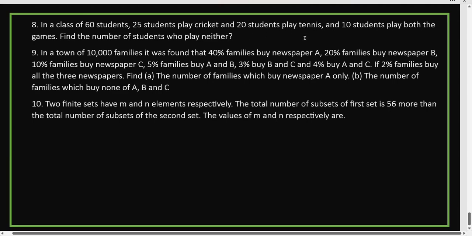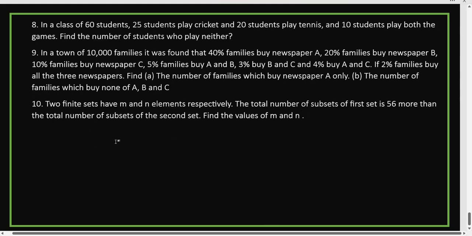Here, this is a Venn diagram problem. Find the number of students who play neither. These details are given. You can solve it using the Venn diagram. Or otherwise, in a town of 10,000 families, the question is given in percentages. You have to calculate and get the numbers and do the same.